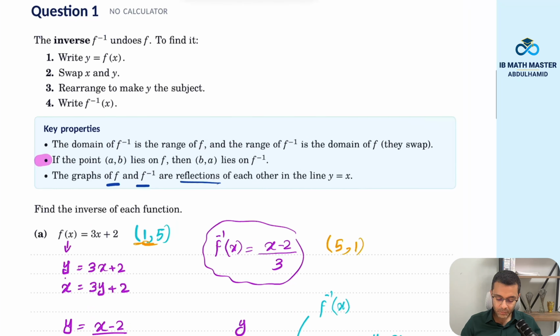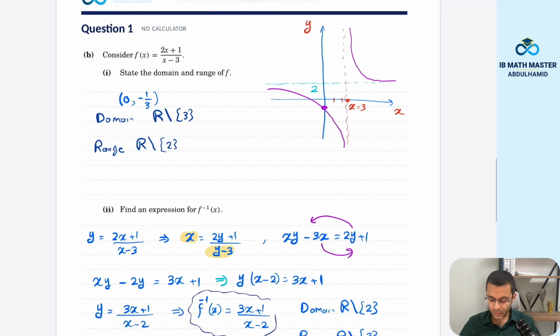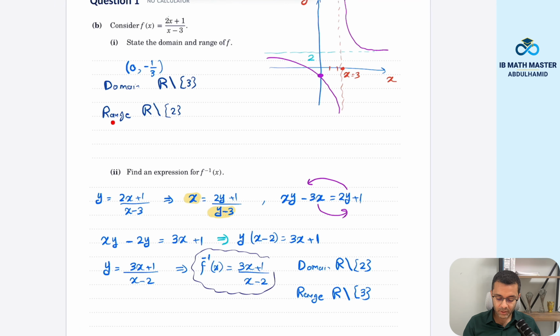This illustrates that the domain of the inverse is the same as the range of the original function f, and vice versa. The range of the inverse is the domain of f. As you see here, they swapped perfectly. For example, the range, all real numbers except 2, became here the domain, all real numbers except 2, and same for the other one.